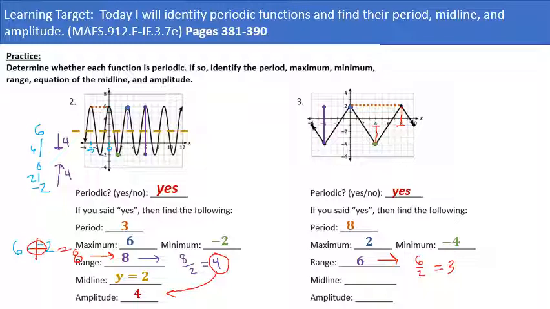So the midline's not 3. 3 is the distance we have to move. So 2 minus 3 is -1. So -1 is where our midline is. So y equals -1. Okay?